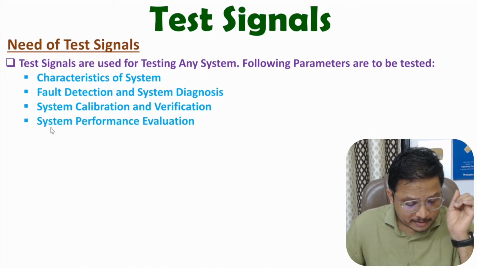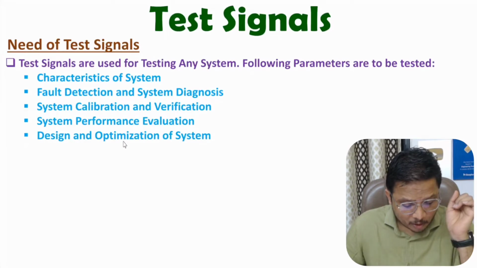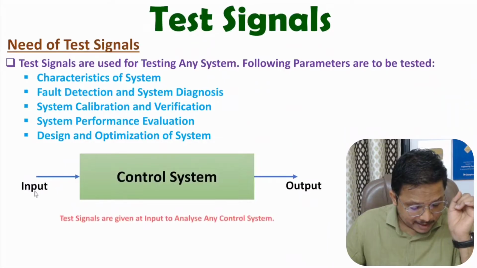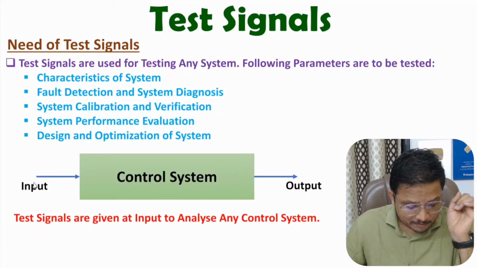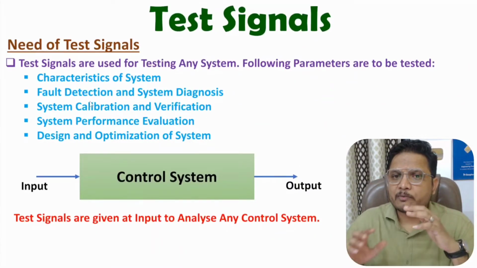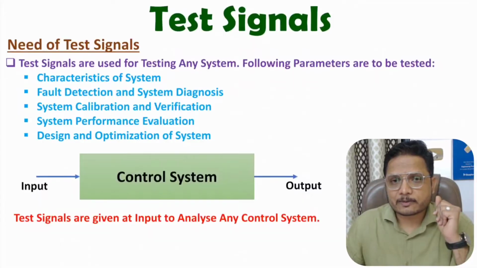We can identify system performance using test signals, as well as we can design and optimize the system using test signals. If you have any control system, then at the input side, we give test signals and we analyze all these parameters, right? So test signals are widely used with different control systems.